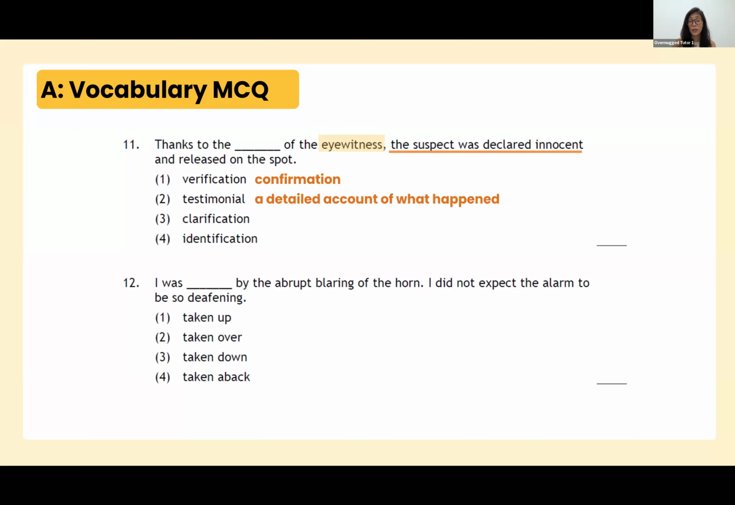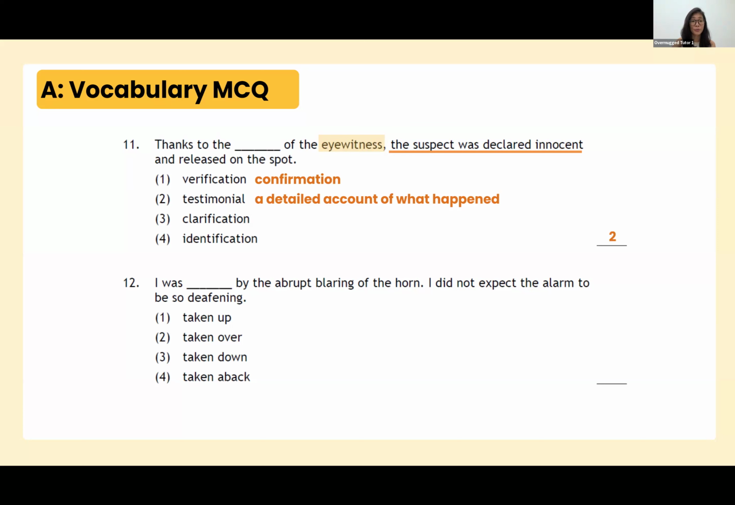A testimonial, however, is a detailed account of what had happened. So in this particular case, we would have to use the answer to a testimonial because that is the one that is able to prove the suspect's innocence.